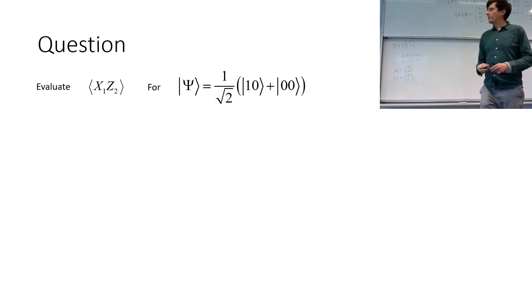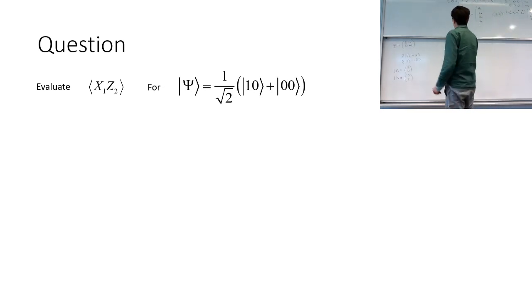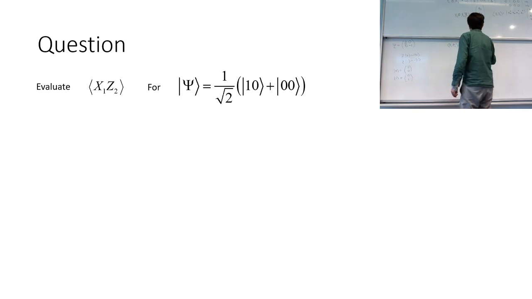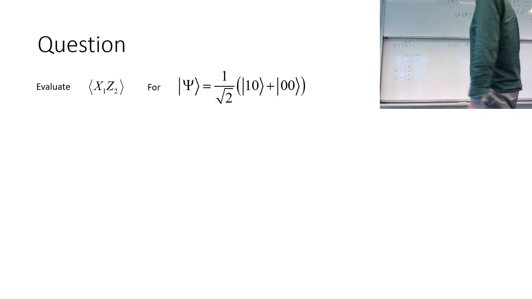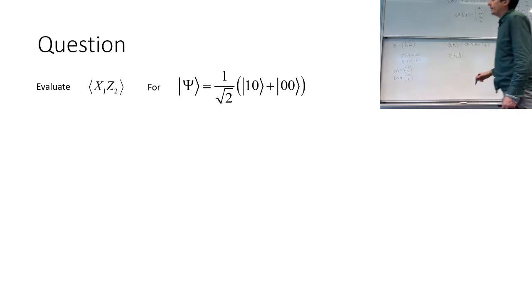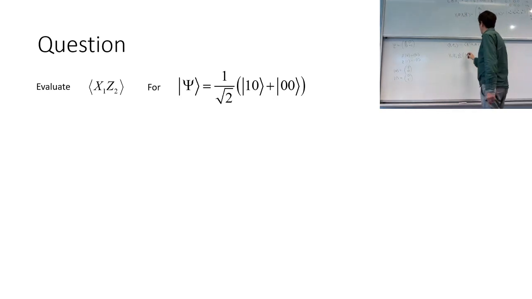Okay, so x1, z2 expectation value is of course x1. Okay, you can write tensor product like so. And so let's first work out what x1, z2 acting on this state, 1, 0 plus 0, 0, is.